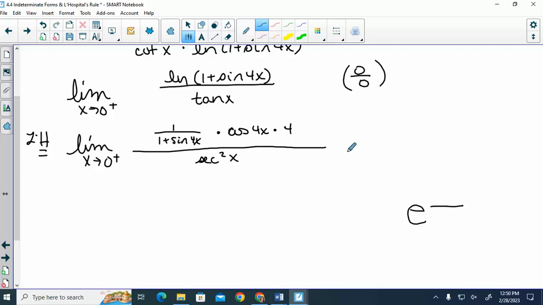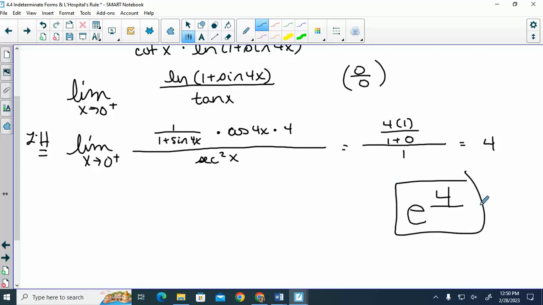Alright, that's somewhat ugly. Let's see if we can evaluate it. So we have a 4. What's the cosine of 0? 1 over 1 plus the sine of 0 is 0, over secant of 0 is 1. So we just get 4. But my final answer is not 4. What is my answer? e to the 4.